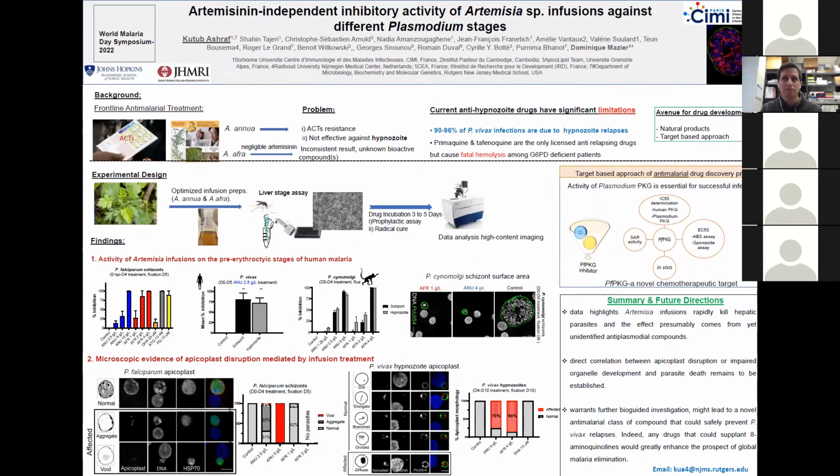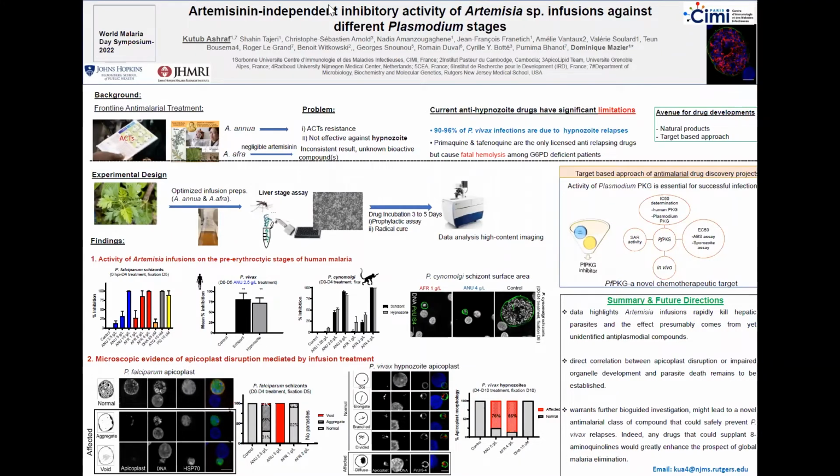Okay, good afternoon to all. Today I'm going to describe my research work, where we prepared infusions from 2 Artemisia plants and tested them in the Plasmodium liver stages.